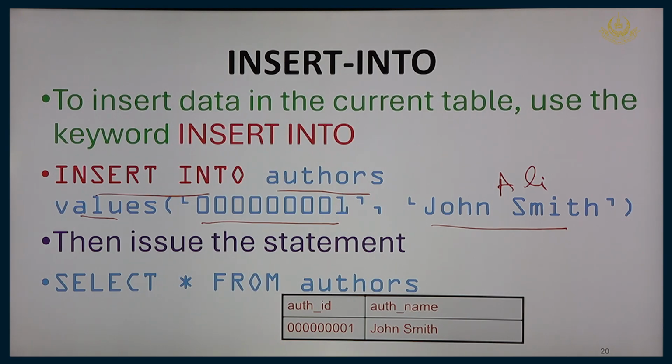You can also insert multiple records at once. Insert into authors, the values are first 0001, John, then another bracket and 00002, comma, in parentheses Ali. We can also give another value after a comma, 0003, comma, Nawaz. So this inserts multiple values.